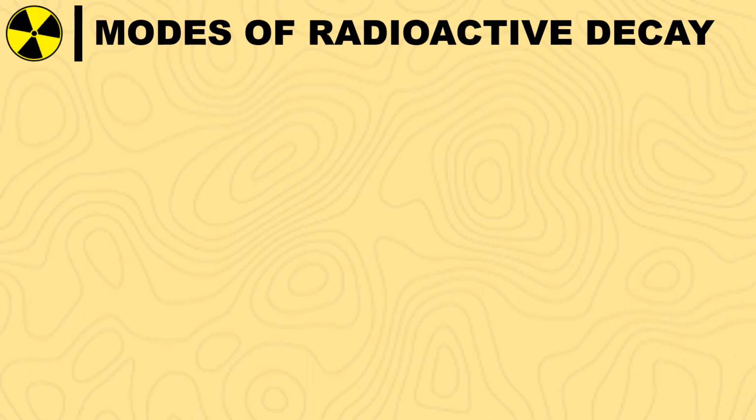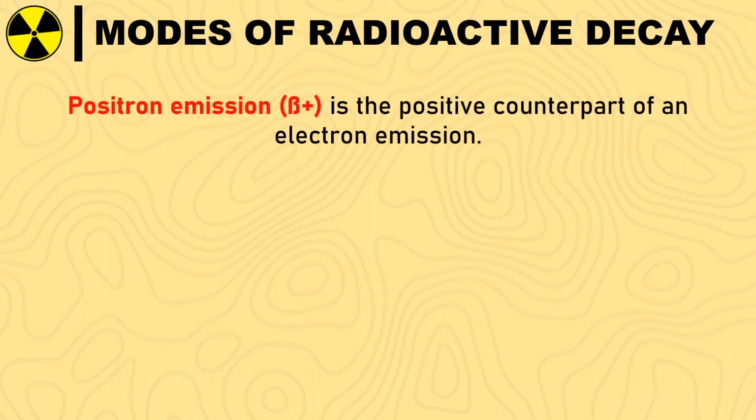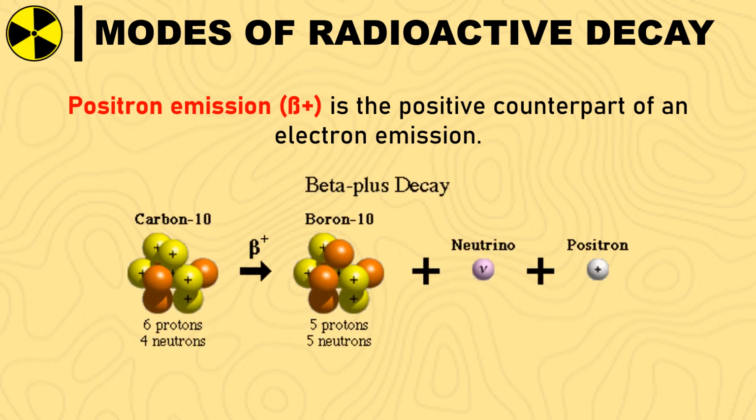Another mode is positron emission, which is the positive counterpart of an electron emission. A positron has the exact mass of an electron, but has a positive charge. During this event, a proton is converted to a neutron and a positron. The product of a positron decay will have an atomic number less than that of the decayed atom by 1 unit. There's no change in mass number.